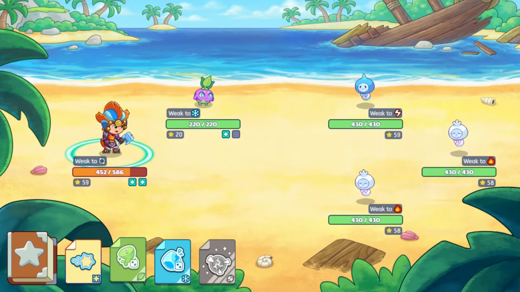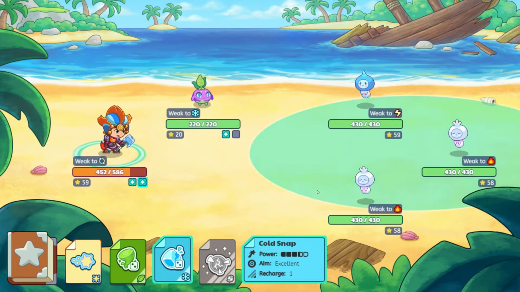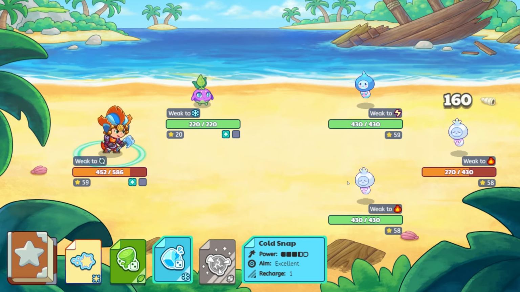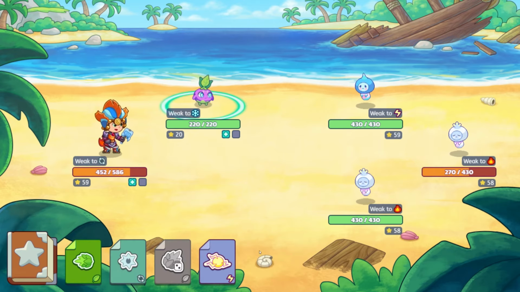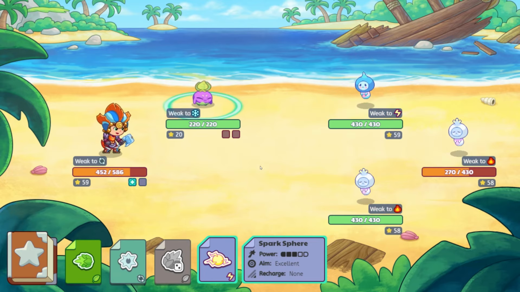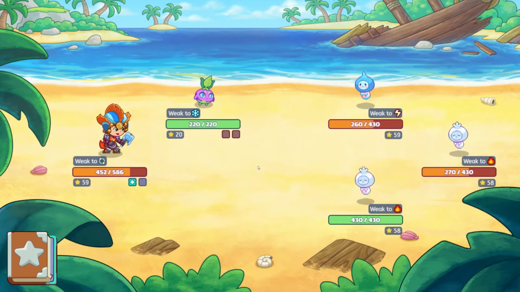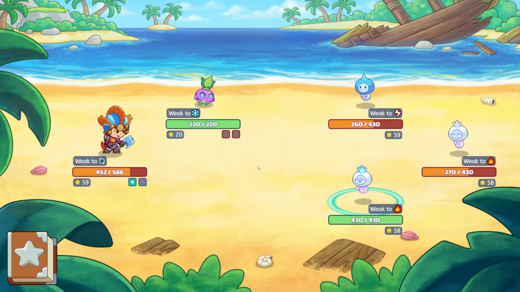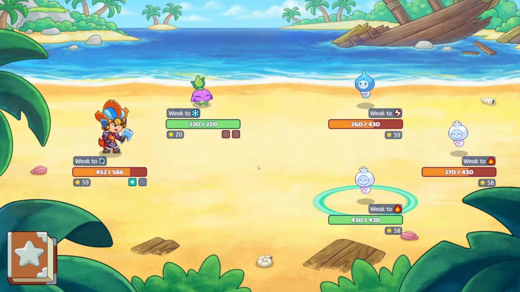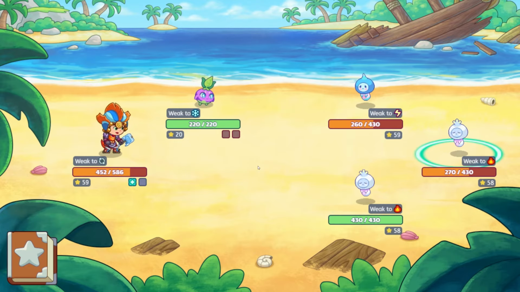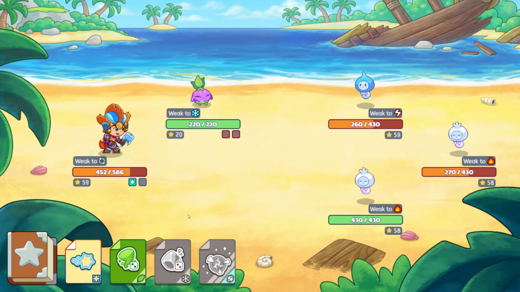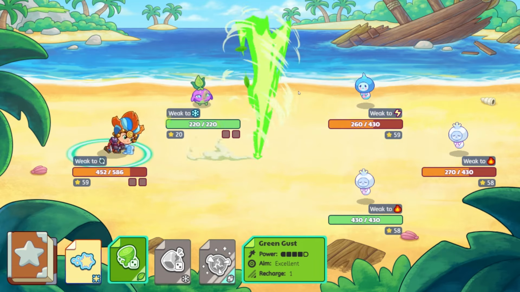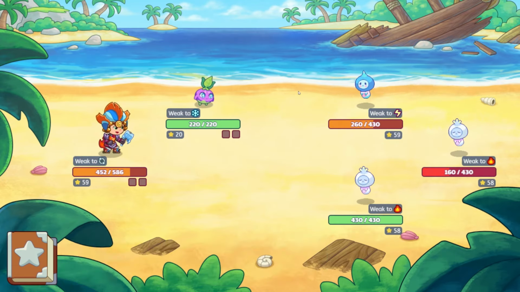And let's go ahead and... Okay, cold snap. There we go. And then Spark Sphere. Good damage there. We're going to need some misses and some fumbles here. Good. Wow, double fumble. All right, so Green Gust it has to be. Okay, we're chiseling away there.